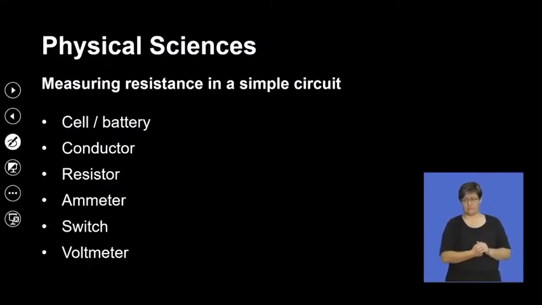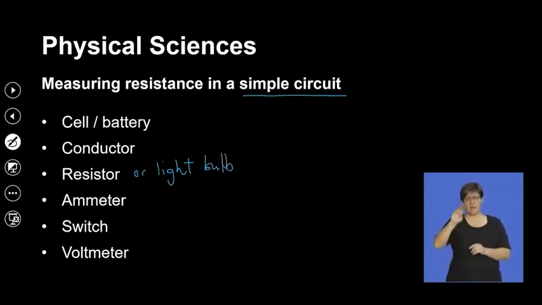And then how do we measure resistance in a simple circuit? We definitely need a cell or a battery, a conductor, a resistor, okay? A resistor can be any device, it could even be a light bulb, because a light bulb is a resistor. So this is a simple circuit after all, okay?